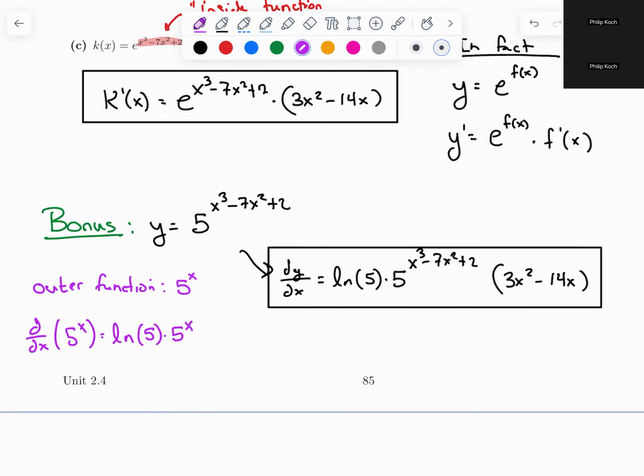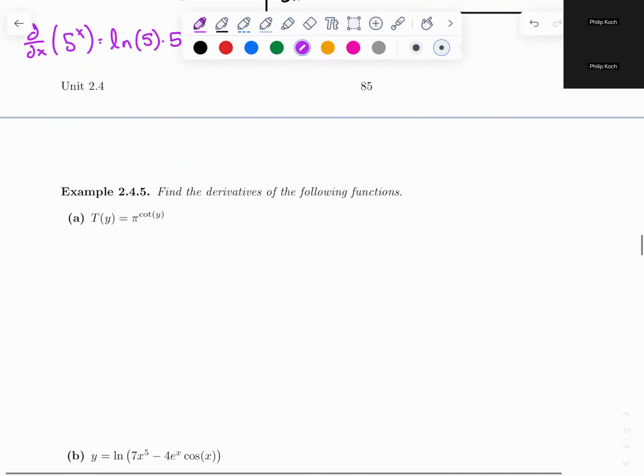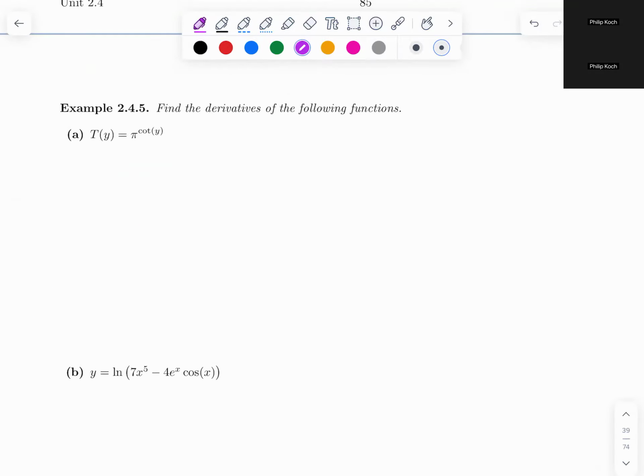We're dealing with the chain rule because we have not 5 to the x, but 5 to the x cubed minus 7x squared plus 2. So the derivative of the outside function, ln 5 times 5 evaluated at the inside function, that's why it's 5 to the x cubed minus 7x squared plus 2, times the derivative of the inside function, which would be 3x squared minus 14x. Okay? Good.